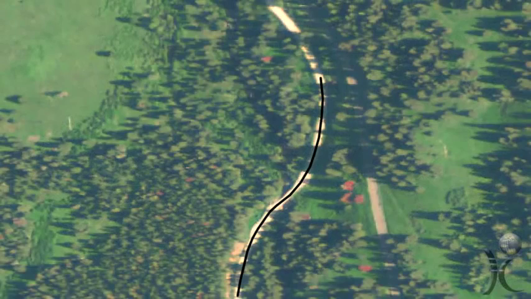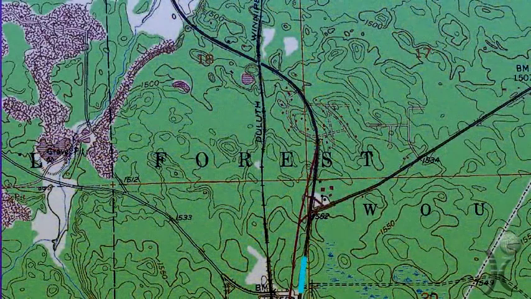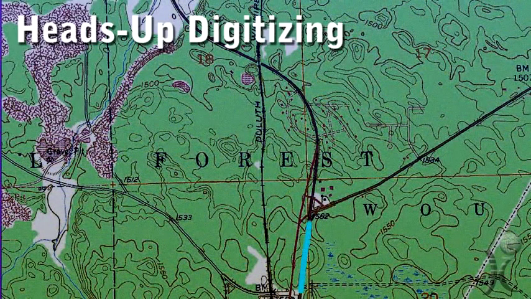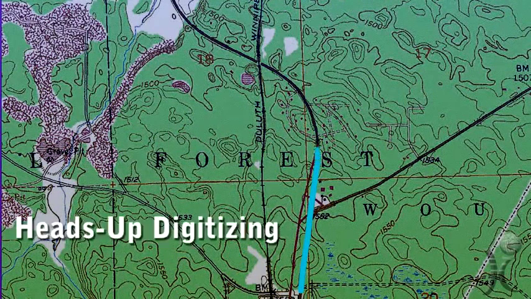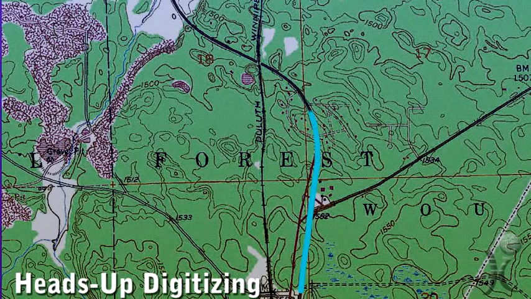If we wish to create our own data, we can perform heads-up digitizing, construct either point, line, polyline, or polygon features, and then assign attributes to those features. Often during the heads-up digitizing activity, a background map, aerial image, or satellite image is used to help us identify features.